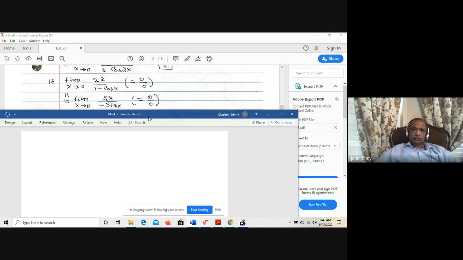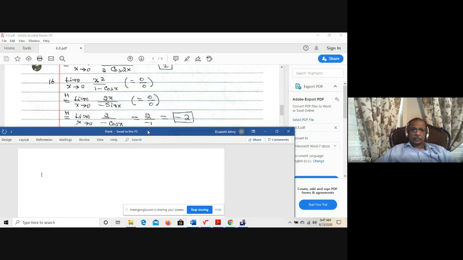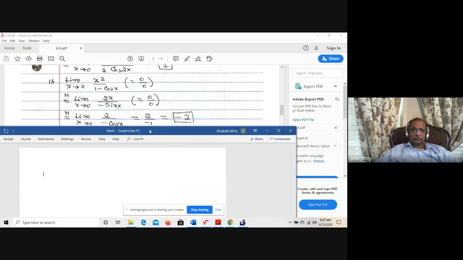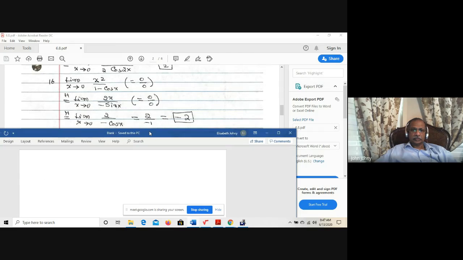That is 0 over 0 again. You differentiate. 2 divided by cos x, because this is a plus sin x. 2 divided by cos x, and that is equal to 2 divided by 1. Cos 0 is 1. So the answer is not negative 2. Answer is positive 2. Please correct that mistake. Sorry about that mistake.